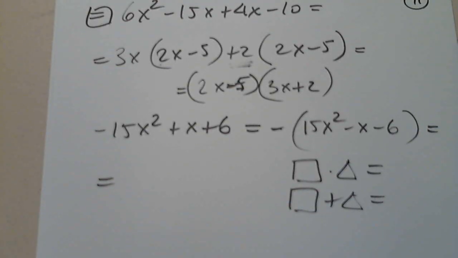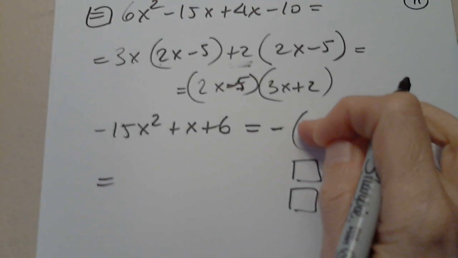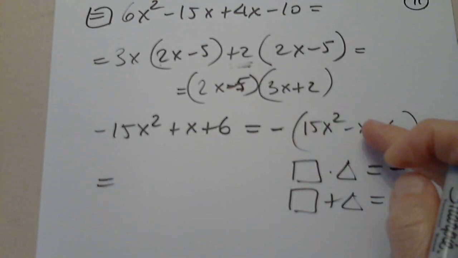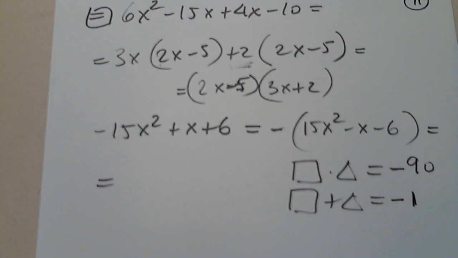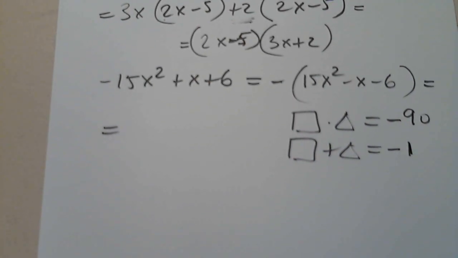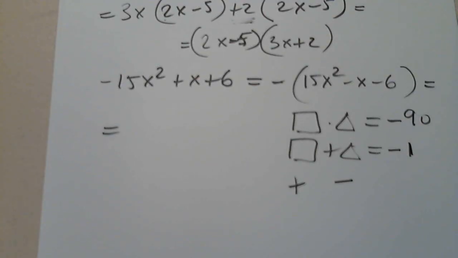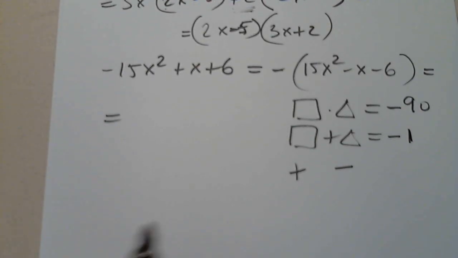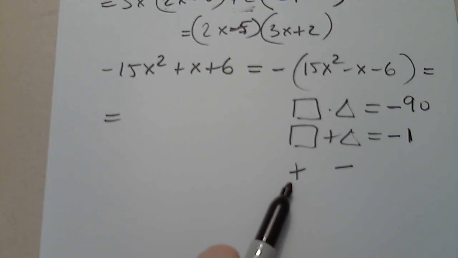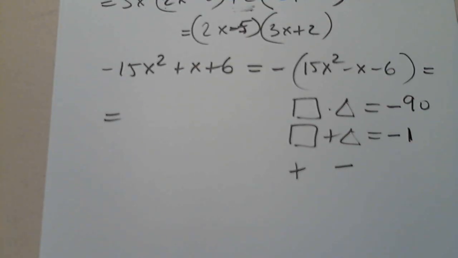So what is the product and what is the sum? Product of negative 90. Negative 6 times 15. And the sum never changes. We start the thinking process with the product. The product is negative, so we expect a positive and a negative. And the negative number has to be slightly bigger than the positive number because their sum is negative 1.